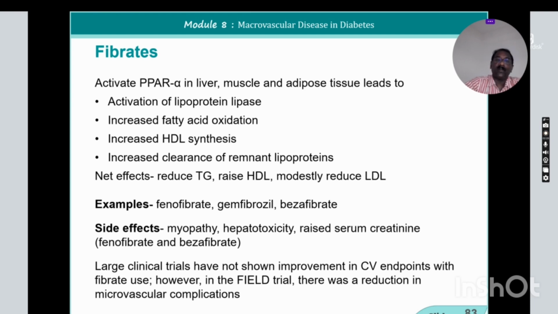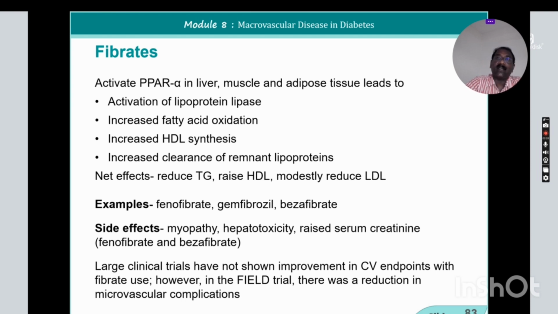Examples here: fenofibrate, gemfibrozil, bezafibrate. Gemfibrozil was available earlier. Now it is replaced by fenofibrate, because gemfibrozil you have to take 3 or 4 times a day, whereas fenofibrate is once daily, so it is more convenient. Side effects: myopathy, hepatotoxicity, rise in serum creatinine levels. However, in the FIELD trial, there was a reduction in microvascular complications. So there is a big trial, the FIELD trial.